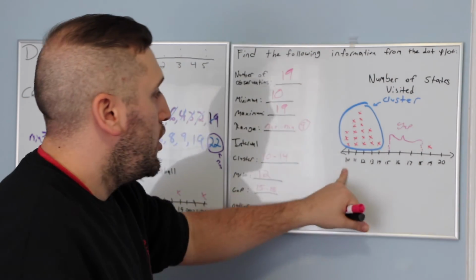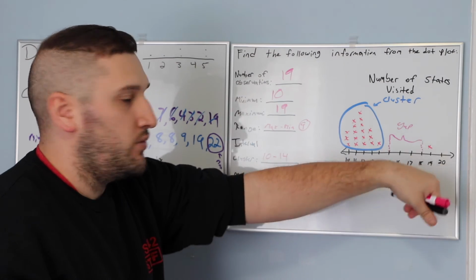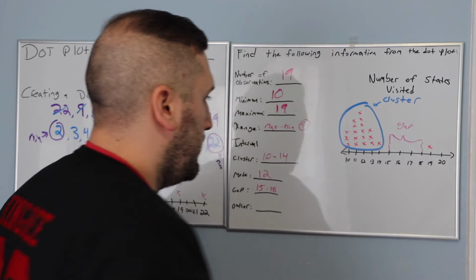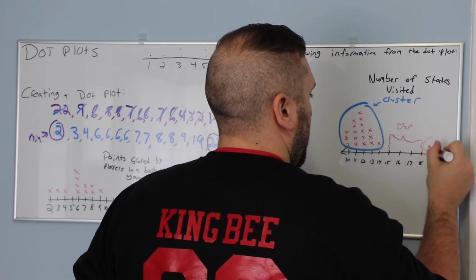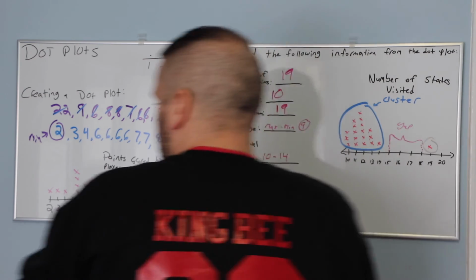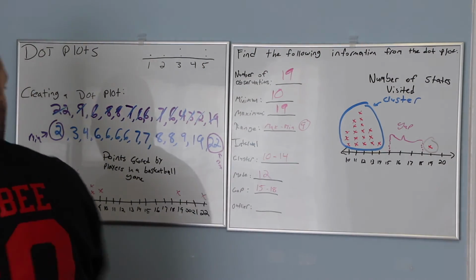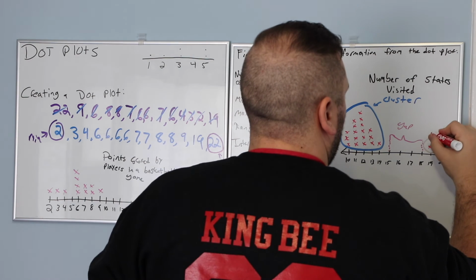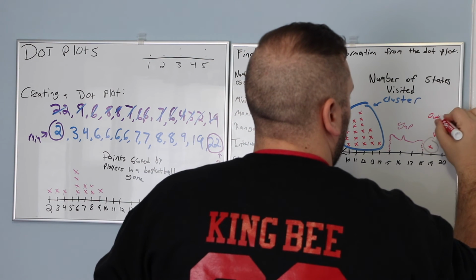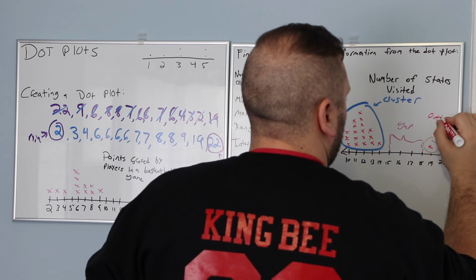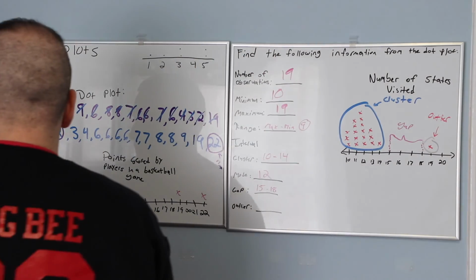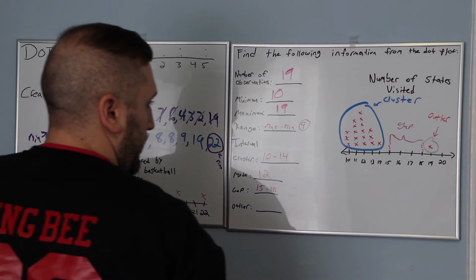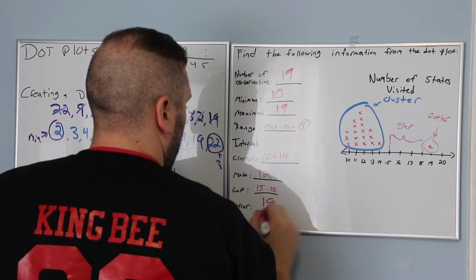So in this problem, we see we have this X kind of lonely out here at 19. So this guy, oh, you can't really see that color, would be our outlier. Oh, I spelled that wrong. Outlier. Alright, so when you answer it here, your outlier would be 19.